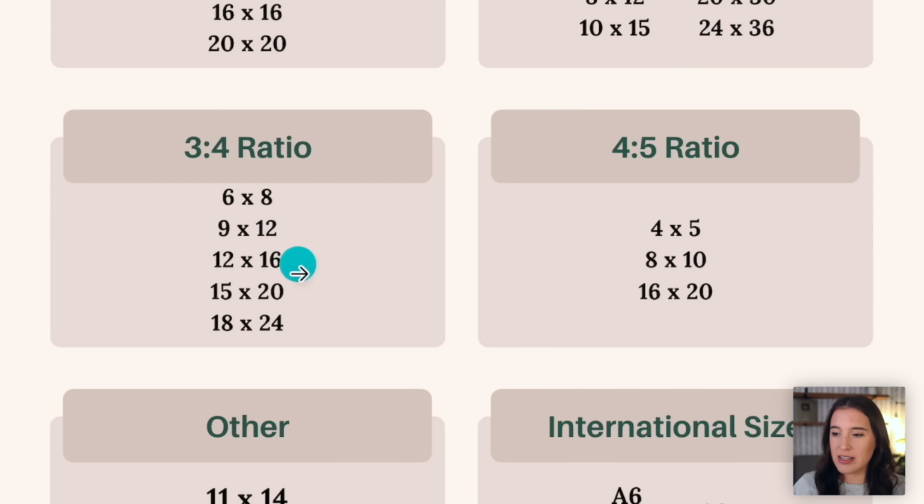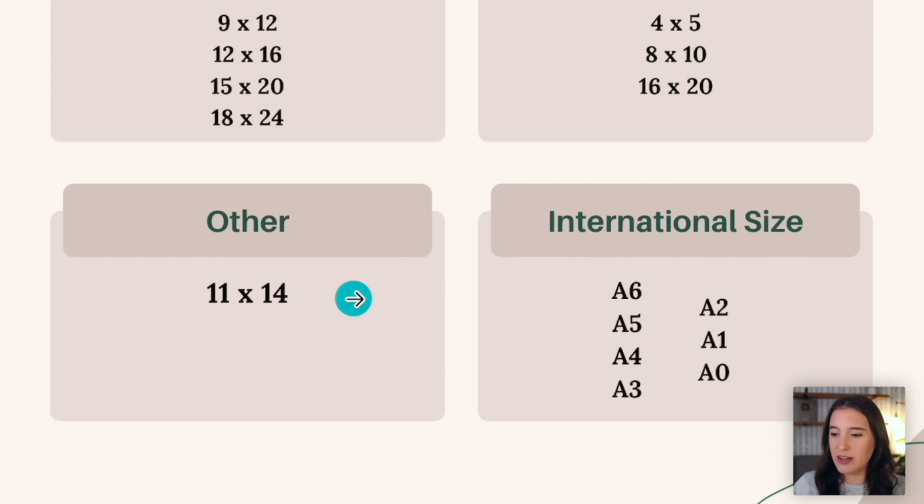There are several different sizes under the 3-to-4 ratio and the 4-to-5 ratio. And then we've got one that's a little bit different that doesn't fit into any of those other ratios, which is a common size of 11x14 inches. And we've got our international sizes here.